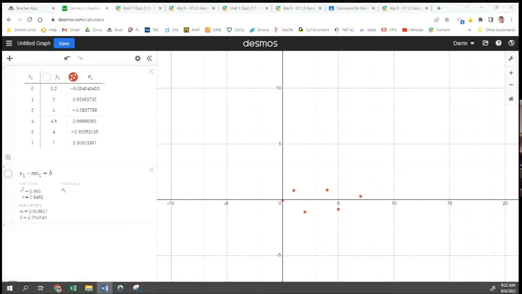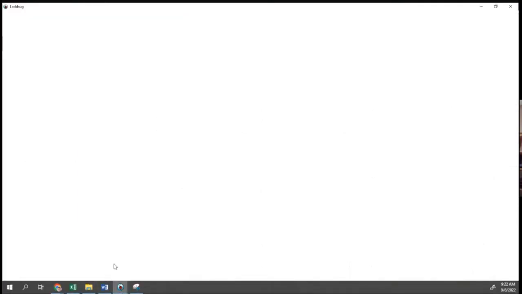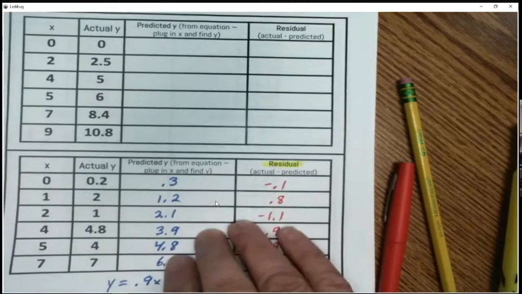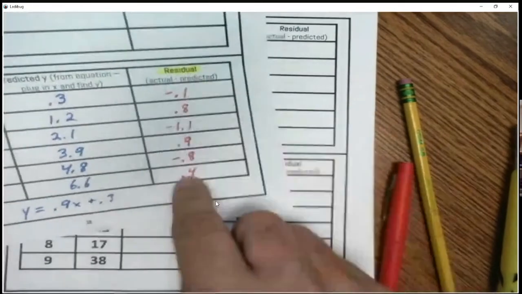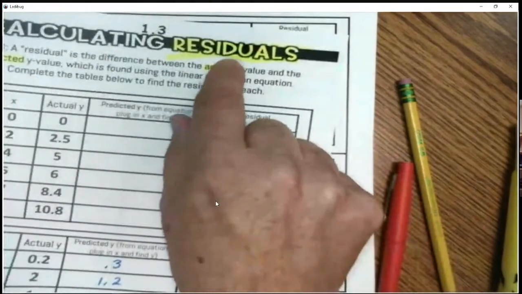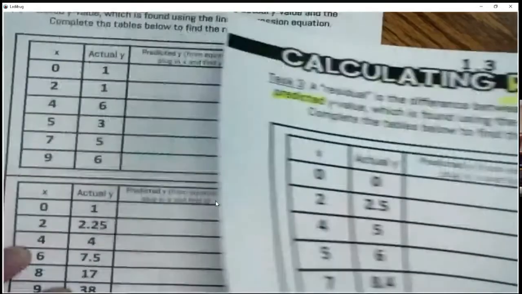All right, let's go back to look at our notes here. Using that equation with that data, we get all of our residuals. So that's important. That's what our lesson is this time, is on residuals. So you need to understand that.